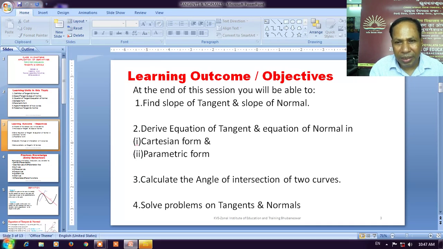So at the end of this session you will be able to find the slope of a tangent and slope of a normal. Also you can find the equation of a tangent and equation of normal in both forms, means in Cartesian as well as in parametric form. Also you will be able to find the angle of intersection of two curves and solve problems on tangents and normals.